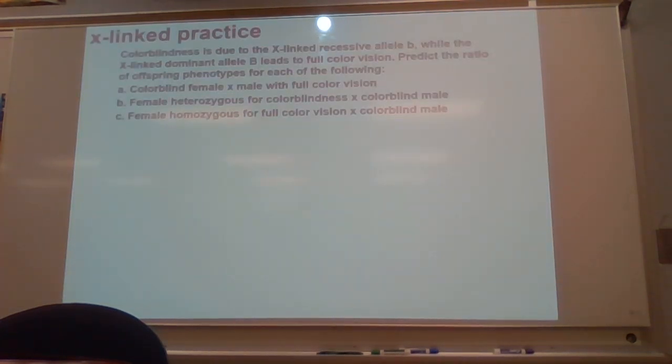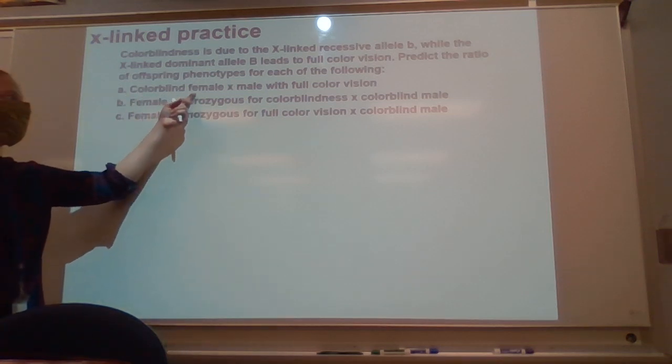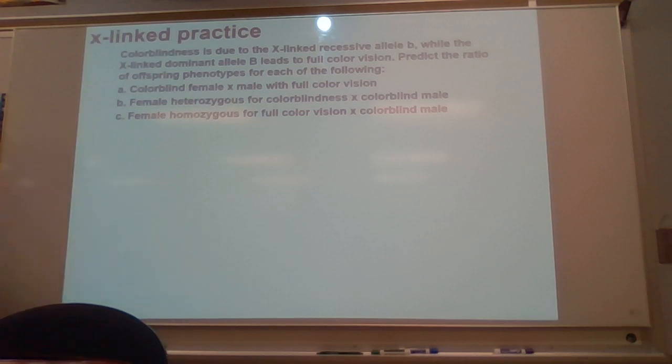Okay, so I want you to try these practice problems real quick. Color blindness is due to the X-linked recessive allele, while the X-linked dominant allele leads to full color vision. Predict the ratio of offspring phenotypes for each of the following. For A, you have a colorblind female. What would her genotype have to be in order to be colorblind?